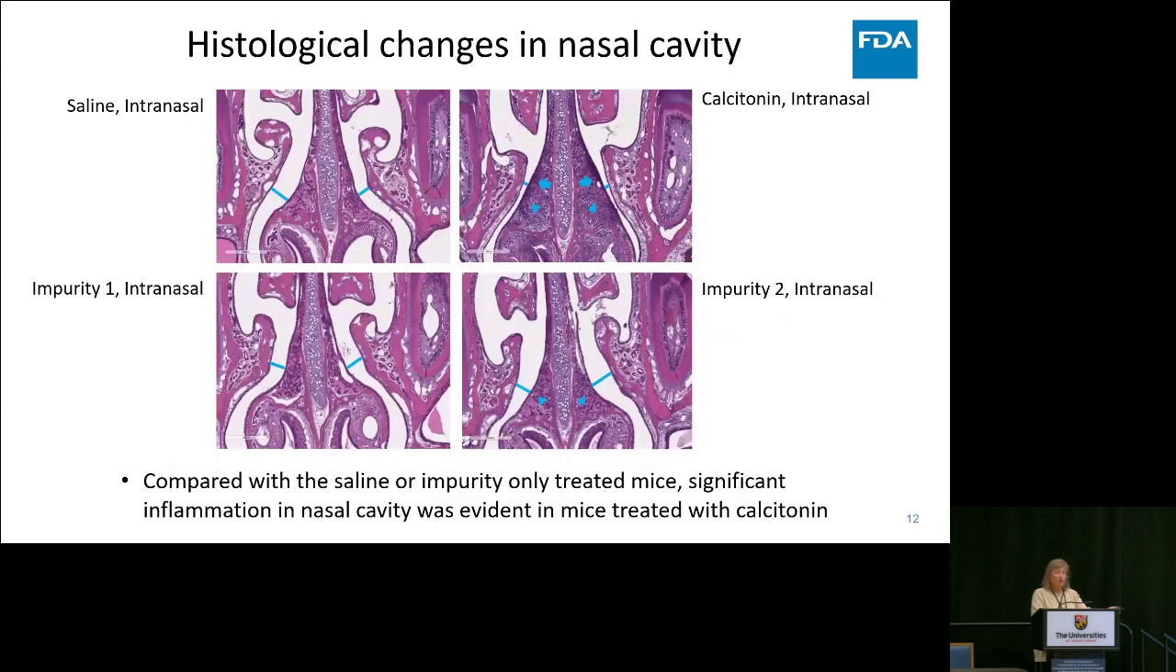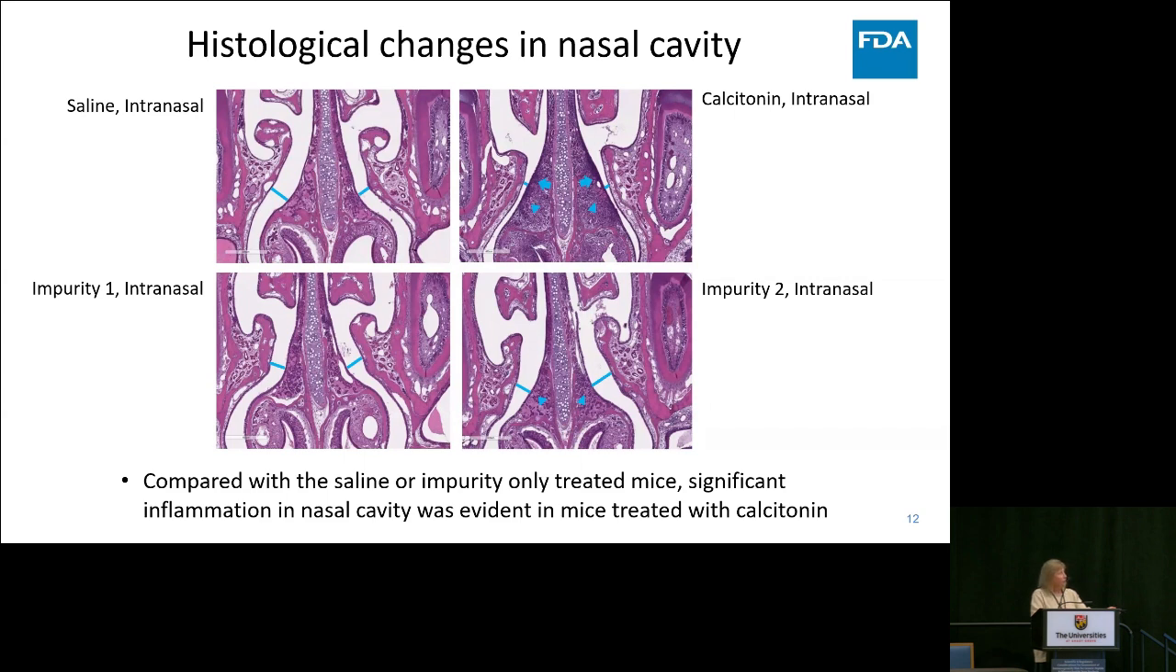Now, if you recall, I said that we did dosing in the nasal cavity because that is how one version of salmon calcitonin is dosed. And what I'd like to point out, this is the calcitonin RLD. And you see these blue lines, that's showing the diameter of the nasal passage. Here's one impurity, here is another impurity. This is saline, and these are impurities that we were testing that were known to exist in a generic product.